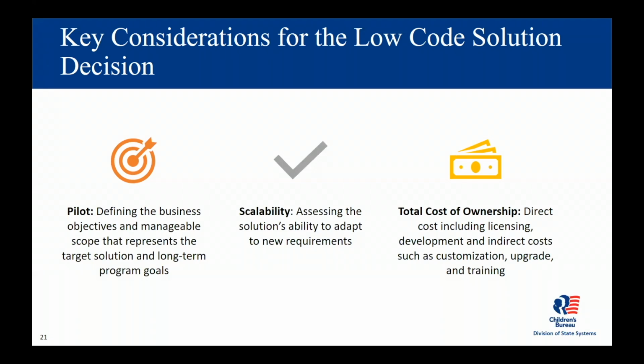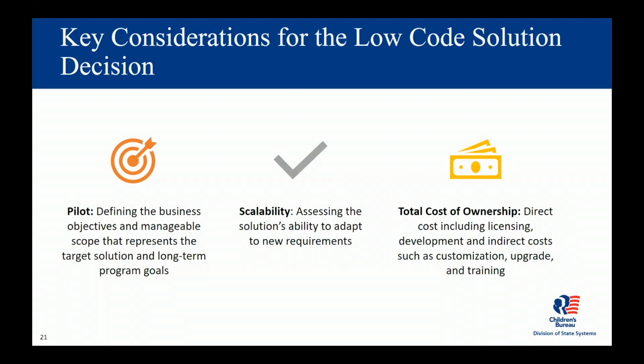The next one would be the total cost of ownership. It is not just about initial cost here. It is about an ongoing commitment. So we are talking about direct costs here, like licensing and development costs. And there are indirect costs, including customization, upgrades, and training. So you should consider both indirect and direct costs, as well as other hidden costs, to understand the total cost of ownership better.